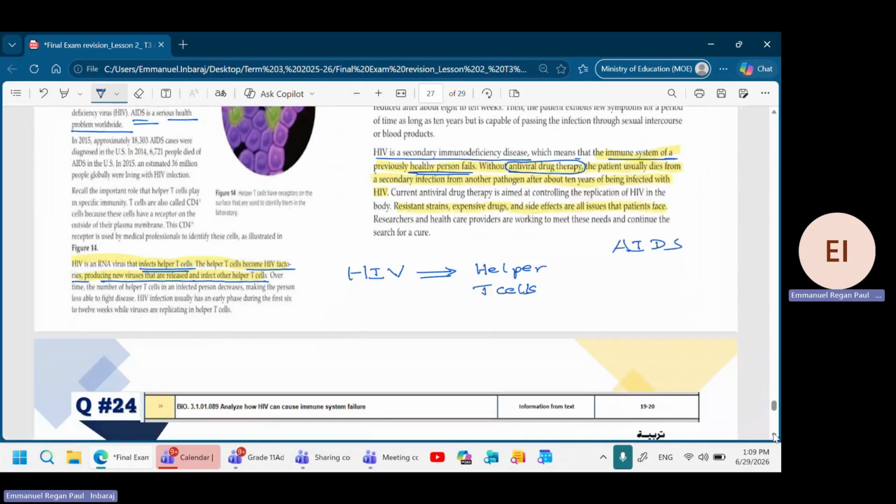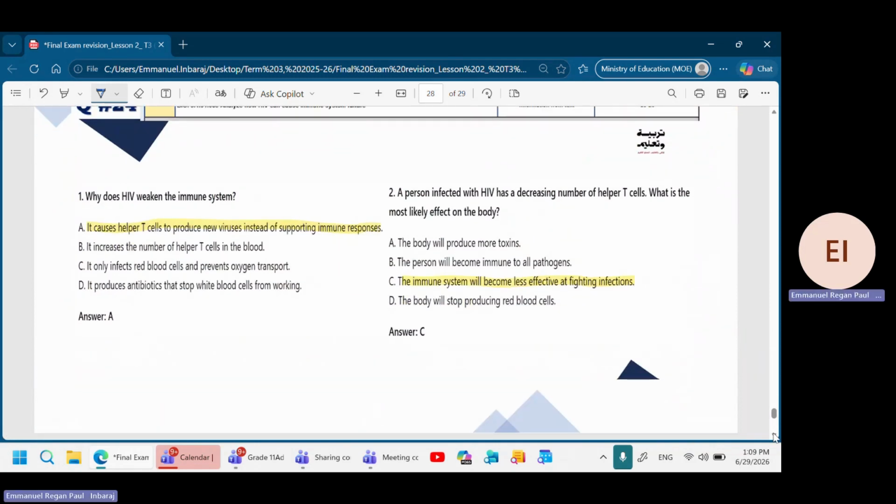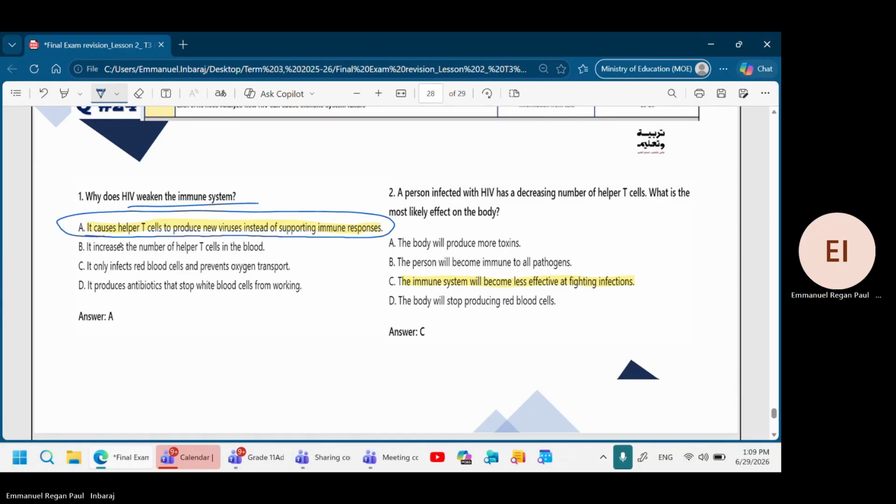All right. And there are some questions here, you see. Why does HIV weaken the immune system? It causes the helper T cells to produce new virus instead of supporting the immune response. And a person infected with HIV has a decreasing number of helper T cells. What is the most likely effect on the body? The immune system will become less effective. There is no immune system at all.